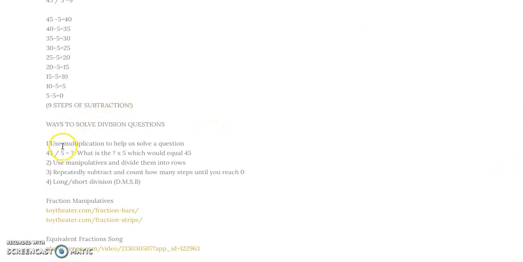Here's a quick little anchor chart of some other ways of solving division questions. You'll see that we have already illustrated in this video repeatedly subtracting and counting how many steps until we arrive at 0. Oftentimes kids may prefer to utilize manipulatives. You may want to have 45 counters out in front of a child and divide them into 5 groups or 5 rows. A child may want to think of division as being the inverse of multiplication. So what number, when multiplied by 5, would arrive at a product of 45?